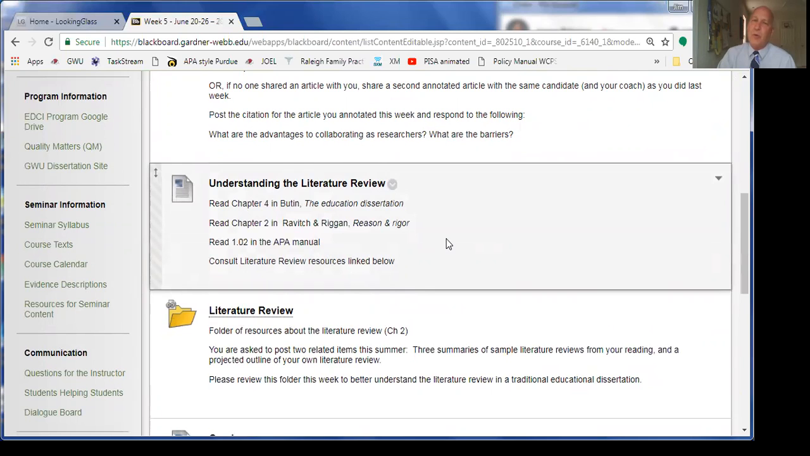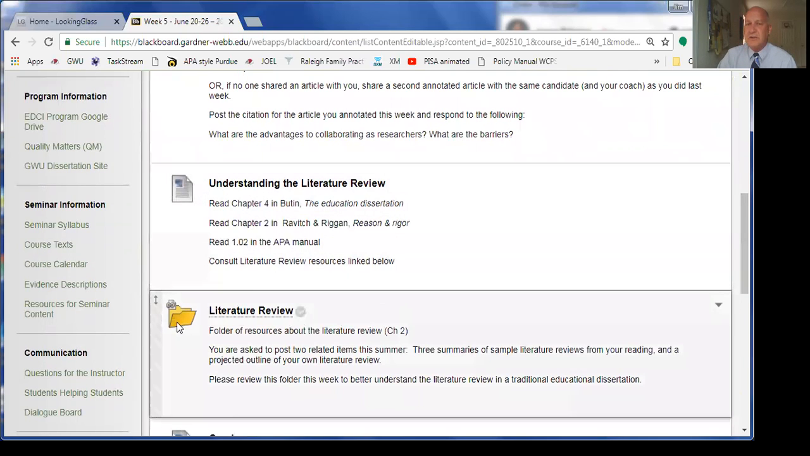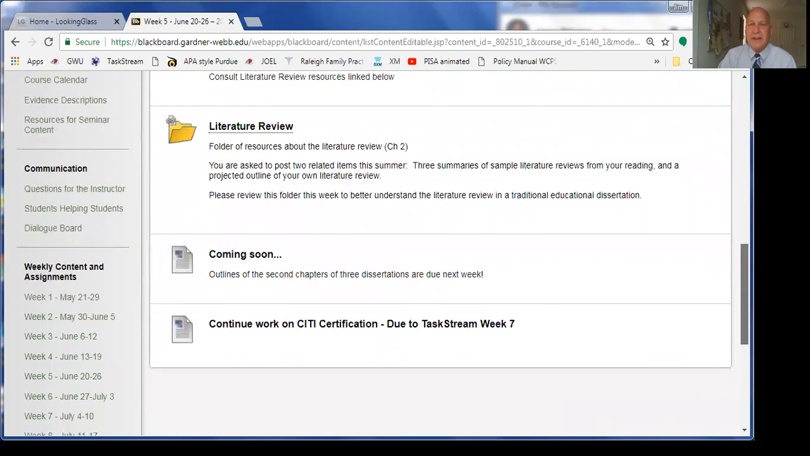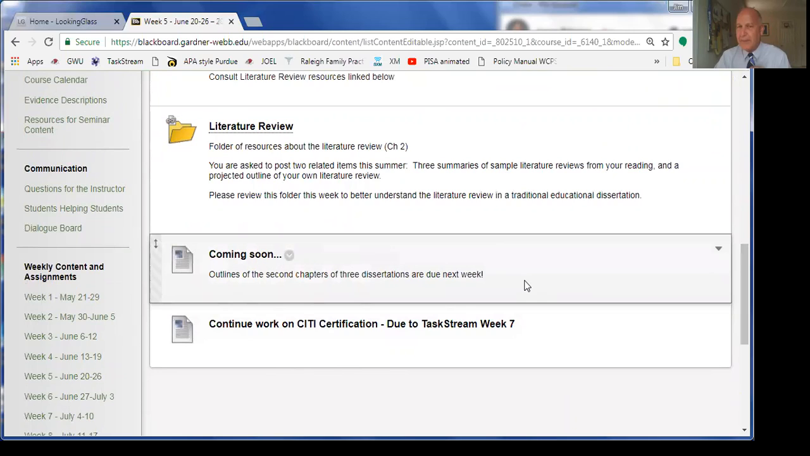So make sure that you've read that stuff. Do read chapter 4 in Butin about the literature review. I've duplicated this in a couple of different places. And the outlines of chapters of 3 dissertations. Chapter 2, the literature review, is usually chapter 2. Chapter 1 is usually your introduction, your research questions, the problem statement. Chapter 2, the lit review. Chapter 3, the methodology. That's your proposal.